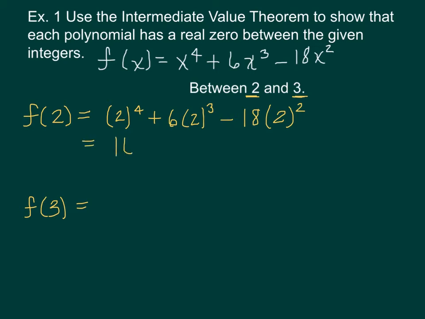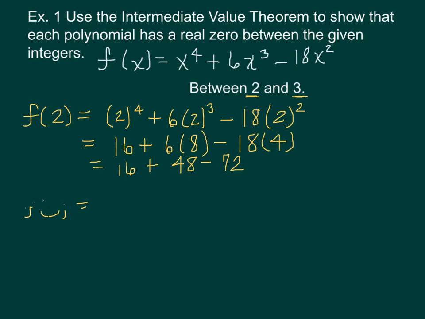So I get 16 plus 6 times 8 minus 18 times 4. And then I just use order of operations. 16 plus 48 minus 72. And then I'll get that answer. Let me slide this down. So this is -8.